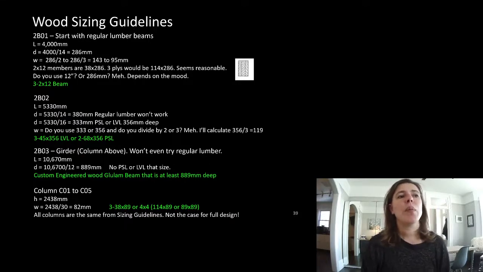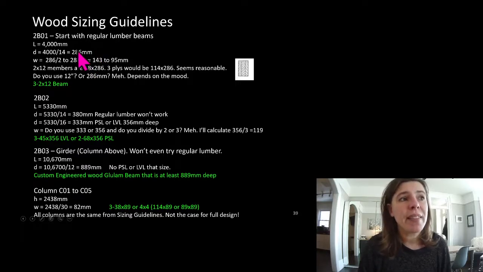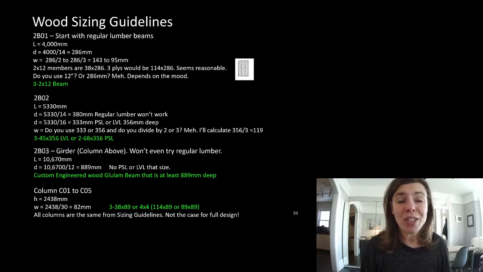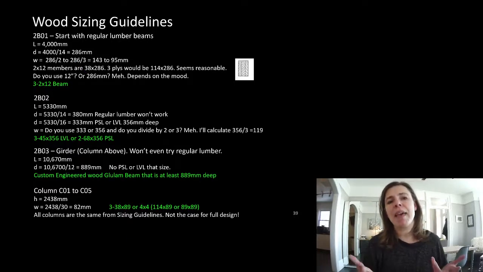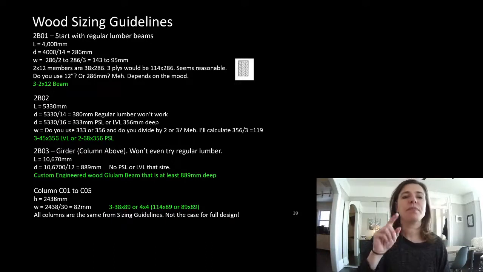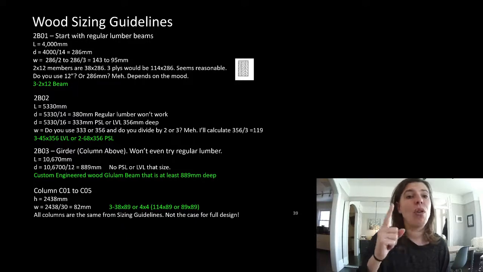Now, picking the width. What if our calculation had come out at 270 and we were using a 286? Do we use the 270? Do we use the 286? Do we use 12 inches? What do we use? Meh. Like I said, the width sizing guidelines are very, very approximate. What I have done in your assignment is make sure that with all of those different options, whichever one you chose to use, there's still only one answer and they're all the same answer.